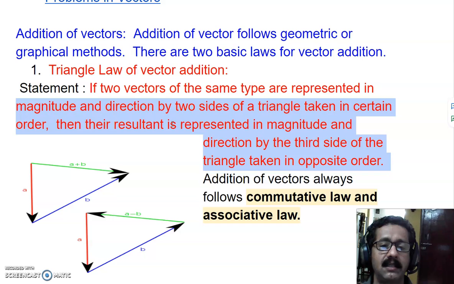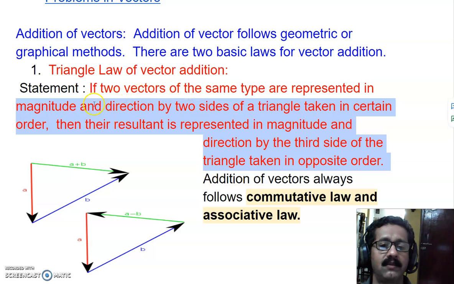Now here I must understand that the two vectors must be of the same type, because you cannot add displacement with velocity, you cannot add acceleration with force. So whichever two vectors you are adding, they must be of the same type. That is number one thing. That is why this phrase, two vectors of the same type, becomes very important.